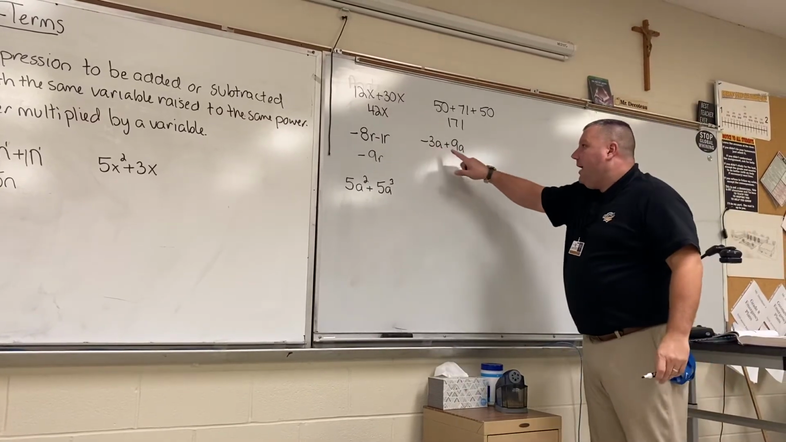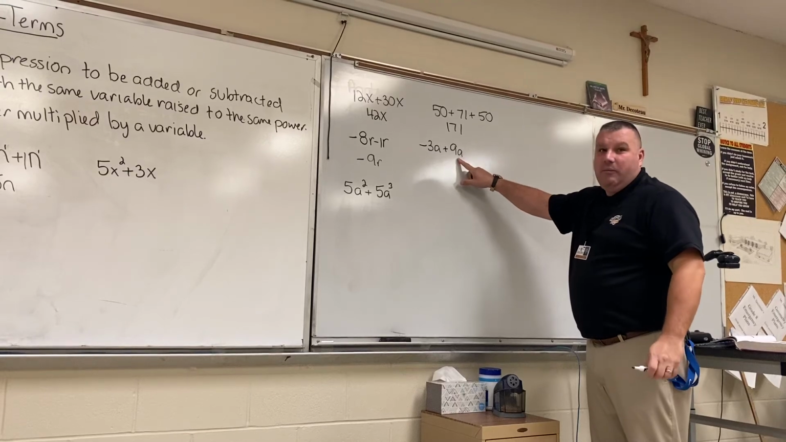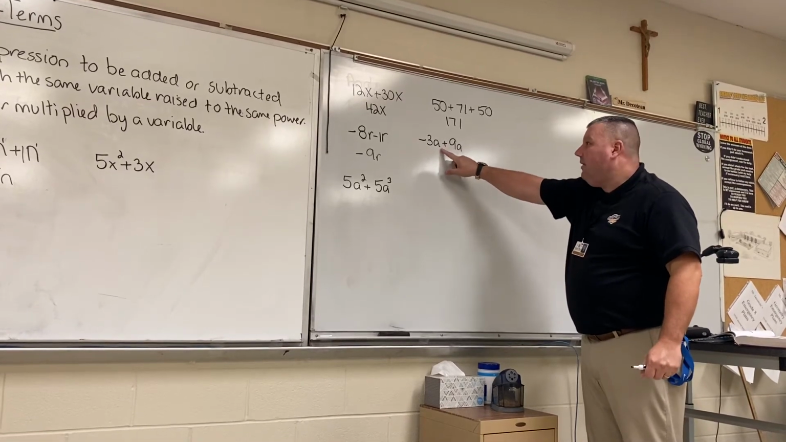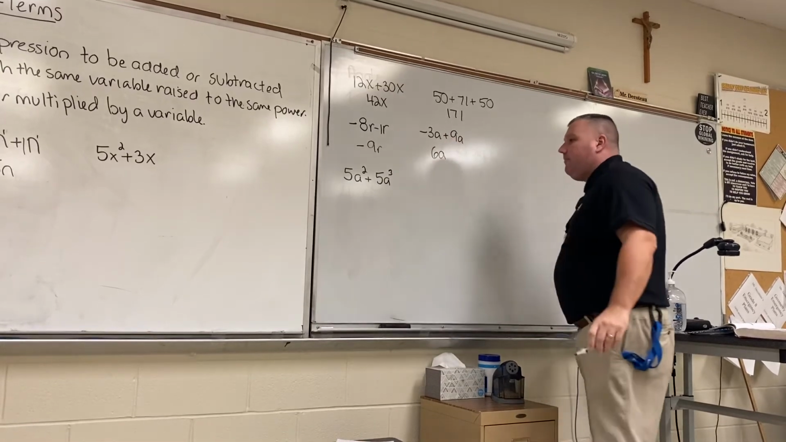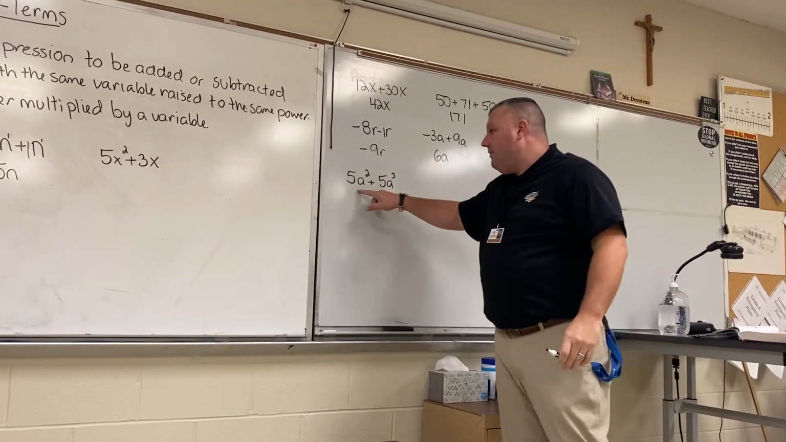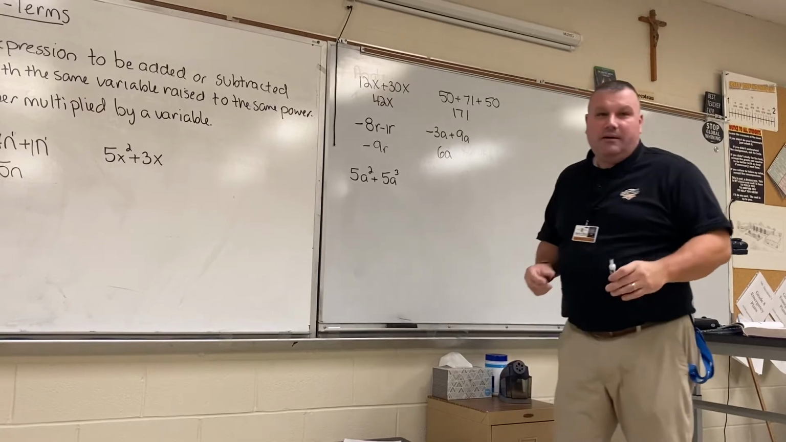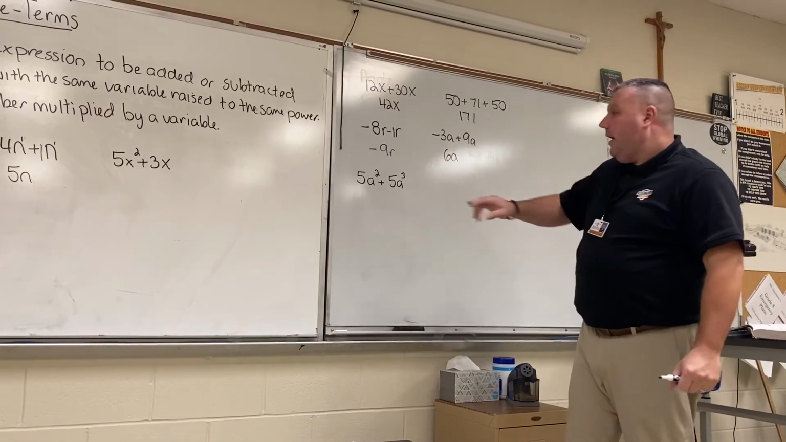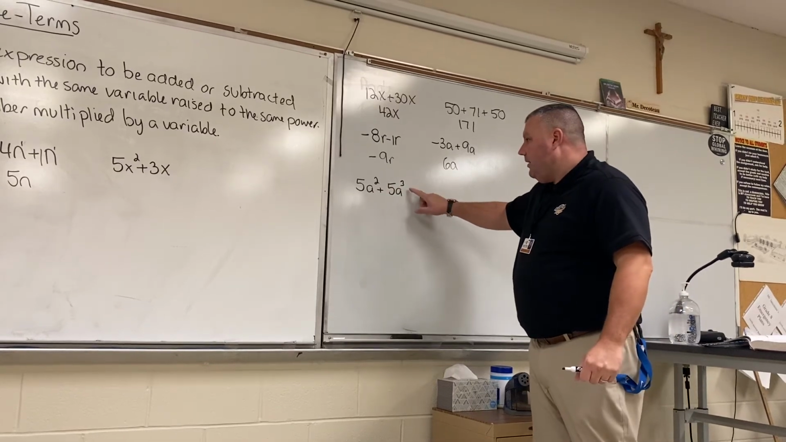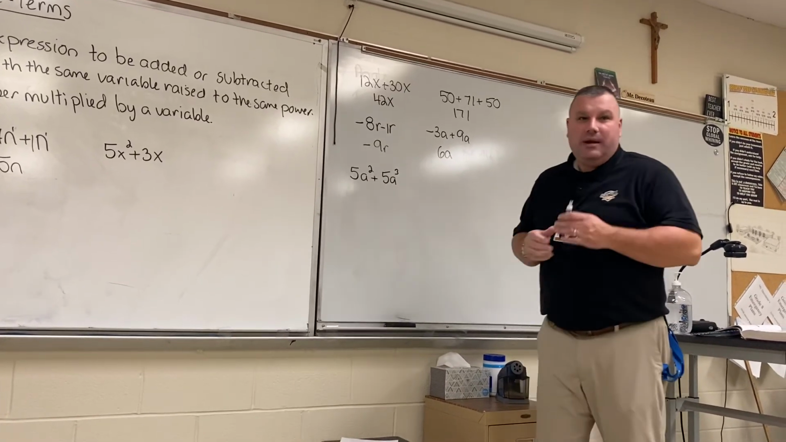Okay, you have a negative 3a plus 9a. Again, the math rules still apply. Same variable raised to the same power. Okay, that would just end up being a 6a. And then here we have 5a squared plus 5a to the third. These are not like terms. Okay, because this is a to the squared and this is a to the third. We cannot do anything with those.